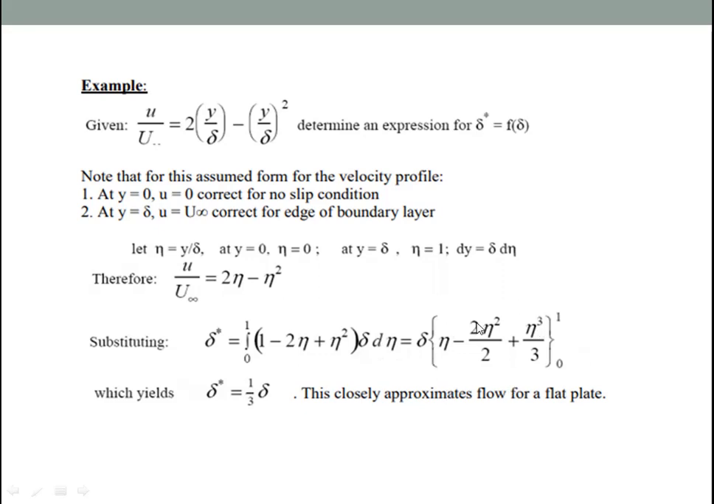So the equation becomes delta into eta minus 2 eta square divided by 2 plus eta cube divided by 3, integrated from limit 0 to 1. Now I put the limits and I get delta star is equal to 1 by 3 delta. This is closely approximate for the flow over a flat plate. So this is the numerical on the displacement thickness. Thank you.